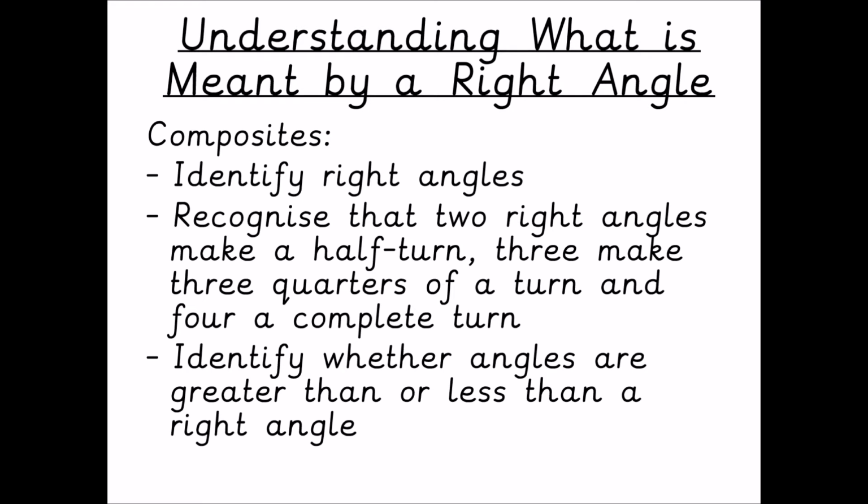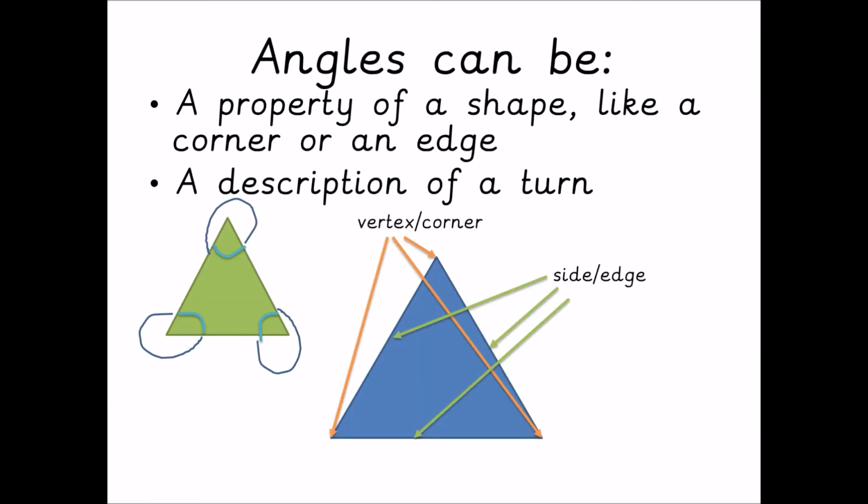You're going to recognise that 2 right angles make half a turn, and 3 make 3/4 of a turn, 4 make a complete turn, and we'll look at that later on, so don't worry if you don't know what I'm on about yet. And finally, we're going to identify whether angles are greater than, which means bigger than, or less than, smaller than, a right angle.